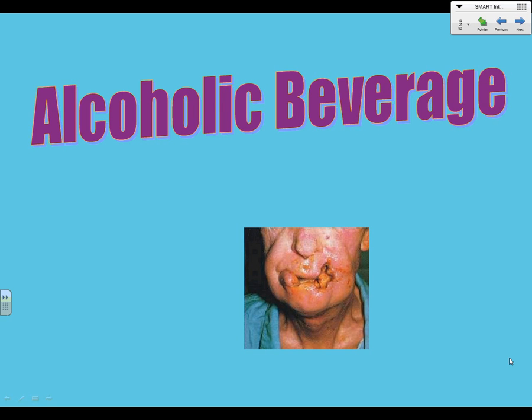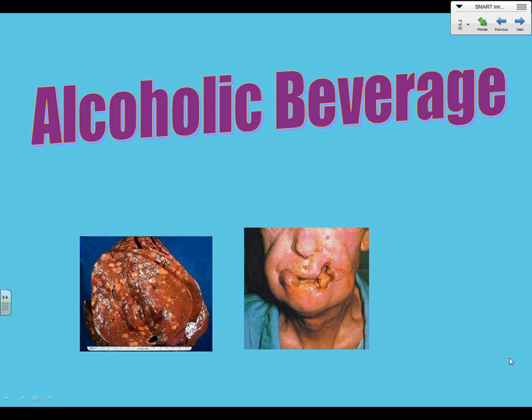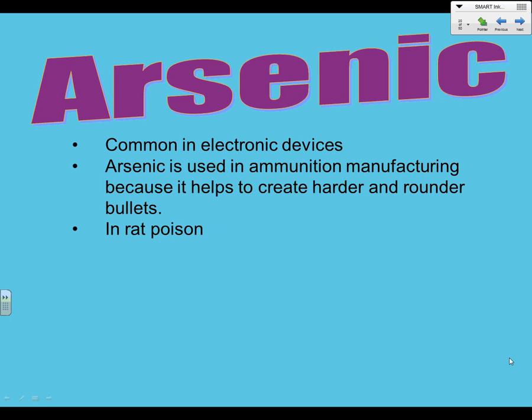All right. There is an affected pancreas. Actually, no, that's a kidney. I'm sorry. Arsenic is another carcinogen. In your box, don't try to write all of these words, but after you put arsenic, you need to put that it's in electronic devices. It's also used in ammunition to round the bullets. Arsenic is in bullets. And it's in rat poisoning. Yeah, that's why I know that.